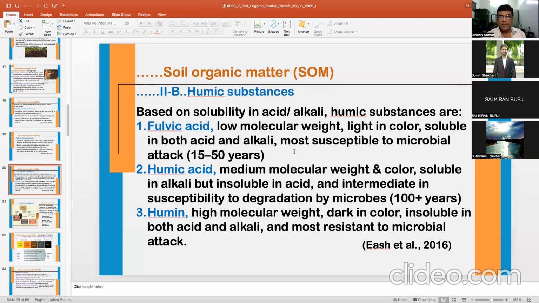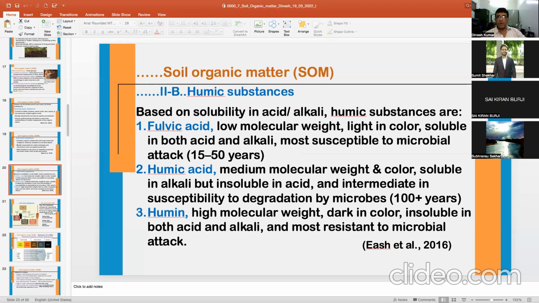Then humic acid is medium molecular weight and color, soluble in alkali but insoluble in acid, and intermediate in susceptibility to degradation by microbes. So it can live for 100 plus years. And humin, maybe more than 150 years.